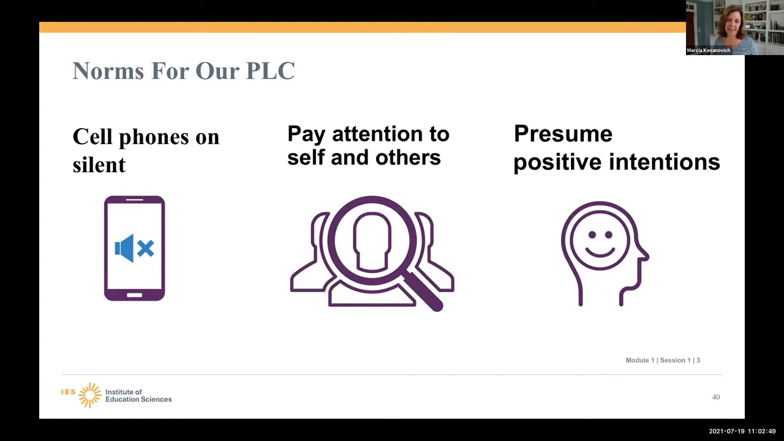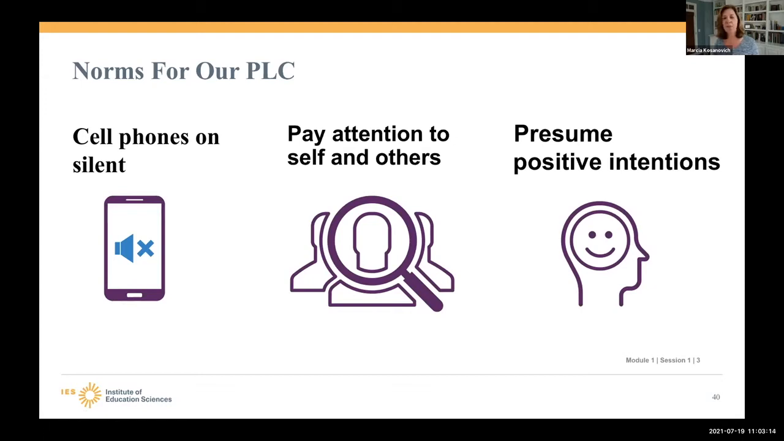Cell phones on silent, so we can have an uninterrupted session. Pay attention to yourself and others. This means contributing, listening, and being aware of how you and others are responding to each other. Be sure to give everyone a chance to talk and encourage others who seem reluctant to join in. Sometimes people who are reluctant to talk are thinking. They may not be comfortable jumping in, but they may have something important to say.